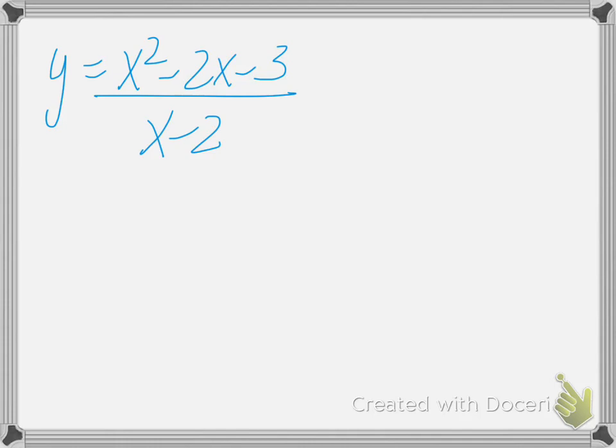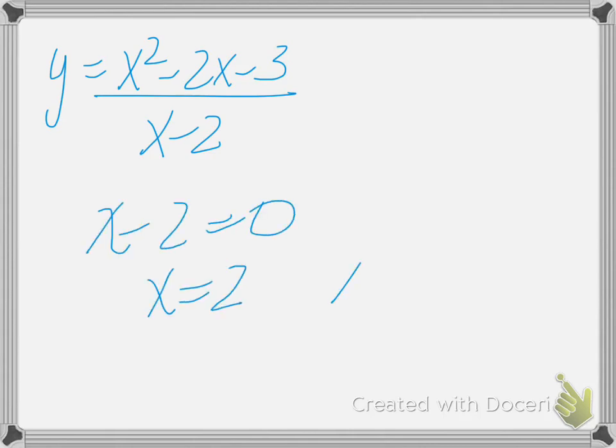Okay, this is number 9, and you're just supposed to find out when is this not continuous. So we set the denominator equal to 0, and we get x equals 2, and that was choice A, and you're welcome for that question. Let's go on to number 10. This one was a little bit tricky.